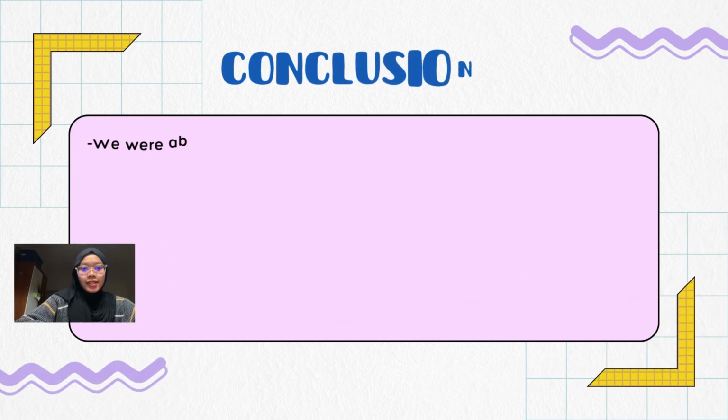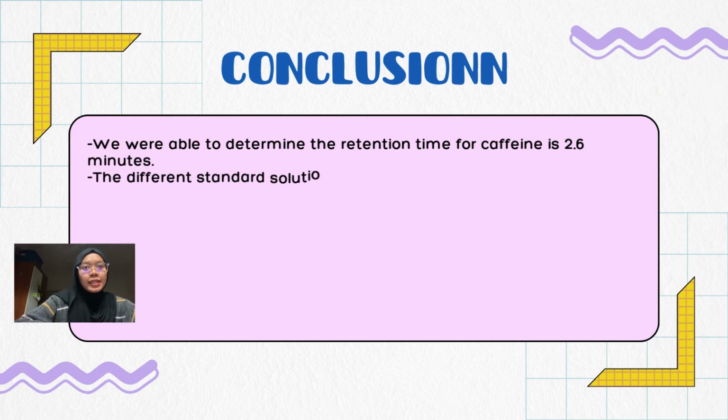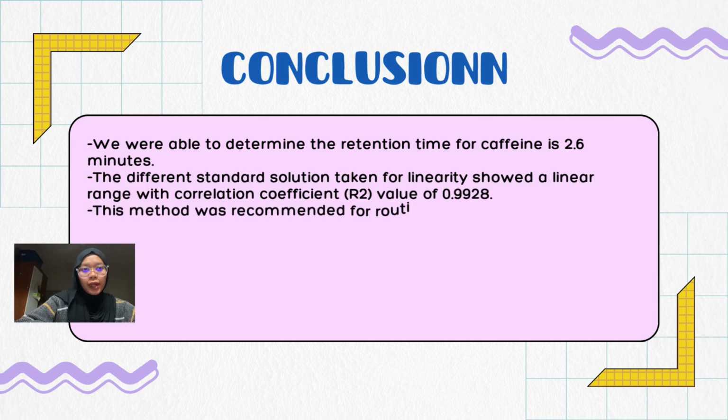For the conclusion, we were able to determine the retention time for caffeine is 2.6 minutes. The different standard solutions taken for linearity show a linear range with a correlation coefficient R square value of 0.9928. This method is recommended for routine analysis of caffeine in tea and coffee.